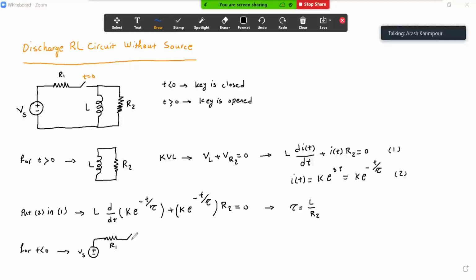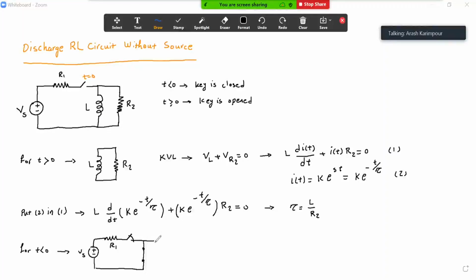Let me draw that better. So it's the key, and the key is closed. Because it's connected to the battery for a long time, it behaves like a short circuit. It basically behaves like a single wire. So it's just like we replace that with a single wire, because we know that after a very long time, if the inductor is connected to the battery, it behaves like a short circuit.